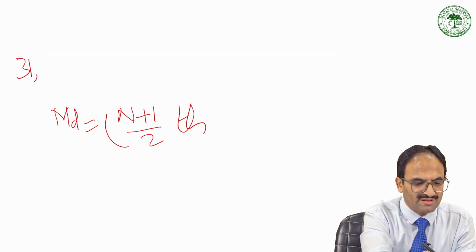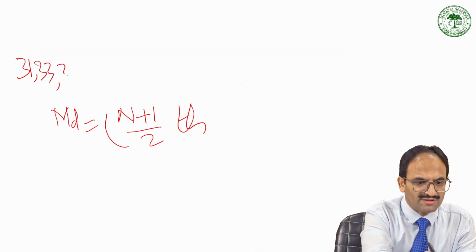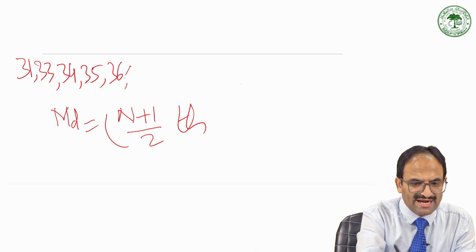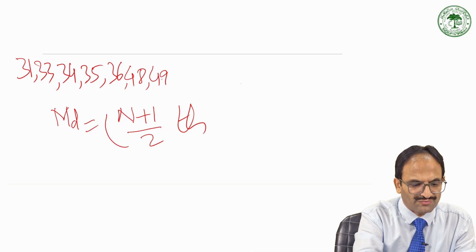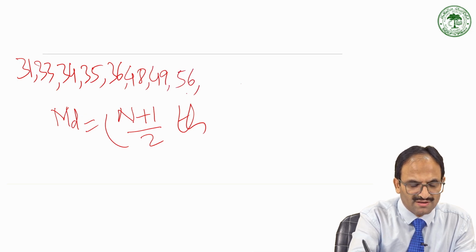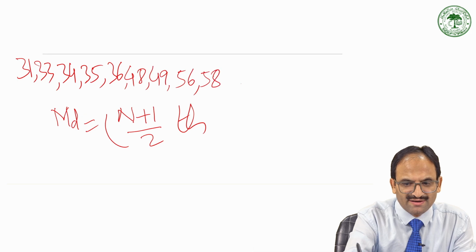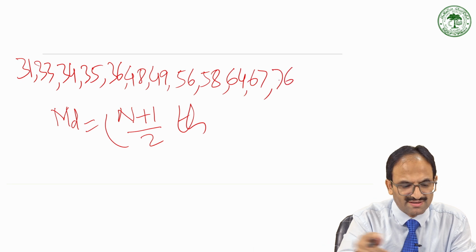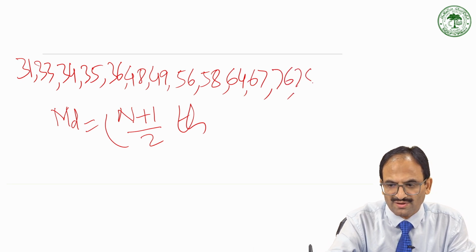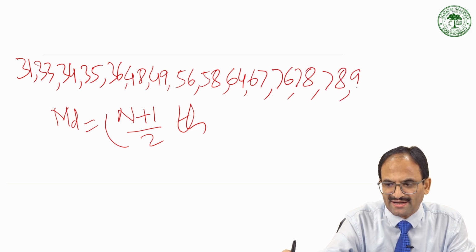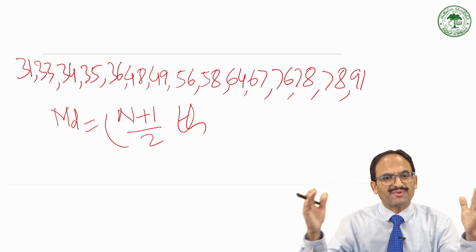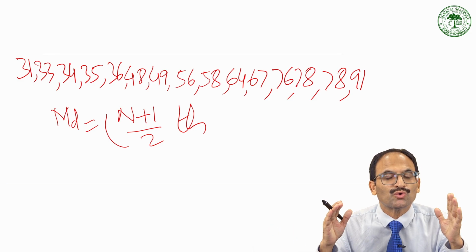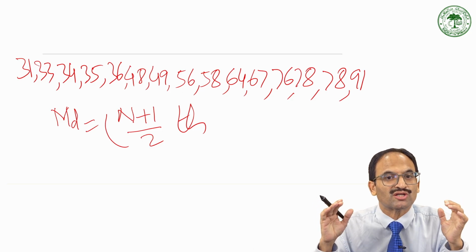31, then 33, 34, 35, 36, 48, 49, 56, then 58, 64, 67, 76, 78, 78 and 91. So as in the previous two examples, repeatedly I am instructing you, don't forget to include any number. You have to ensure that you have taken all the numbers.